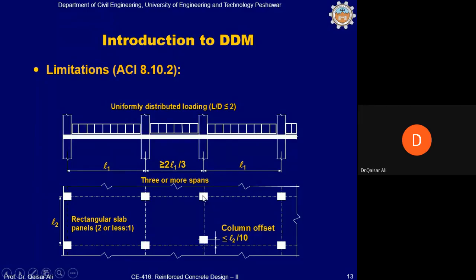adjacent columns. For example, this column to this column, the spacing is, let's say, 10 feet. So if this column is 1 foot, or 11 inches, offset from the main column center line, then the method can be used. Otherwise, the method cannot be used. So these are the limitations of this method, which are covered in ACI 8.10.2 in the ACI 318-14 code.